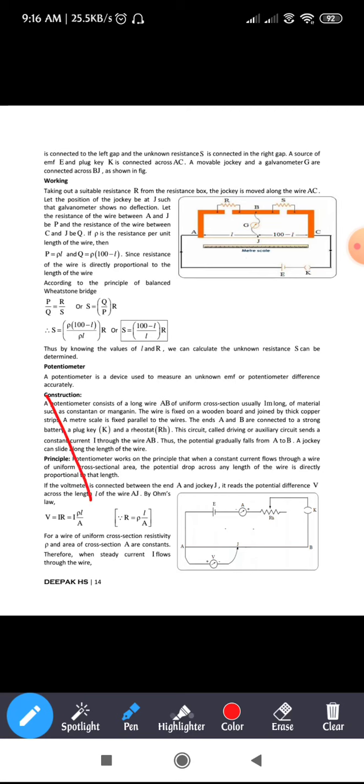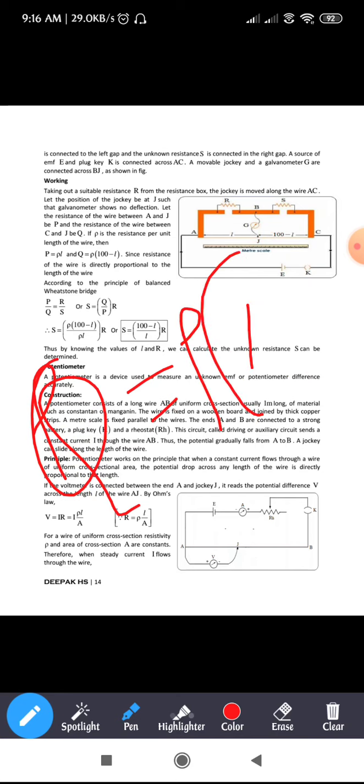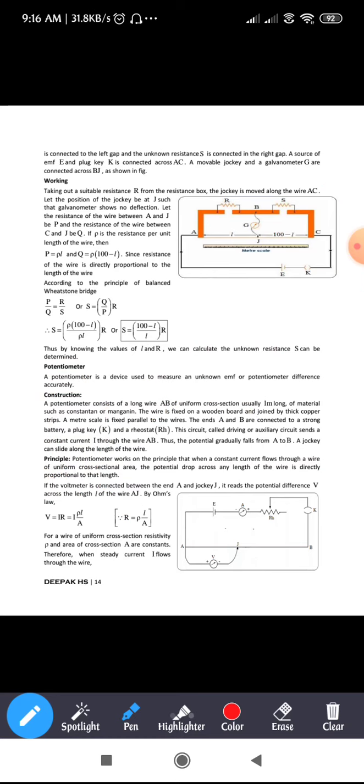Okay, so hence that can be written as P is equal to rho into L. Next, between C and J, Q is the resistance, so that can be written as rho into 100 minus L, correct? So that is the thing there.